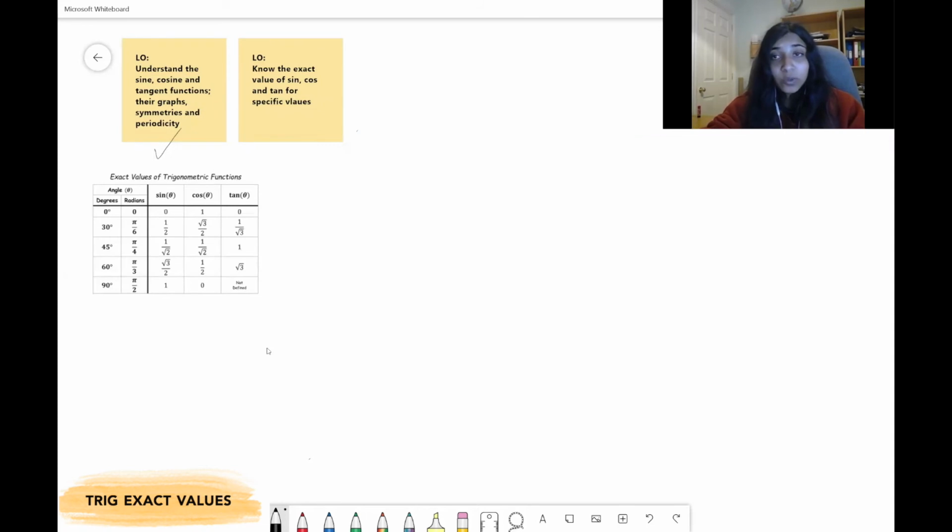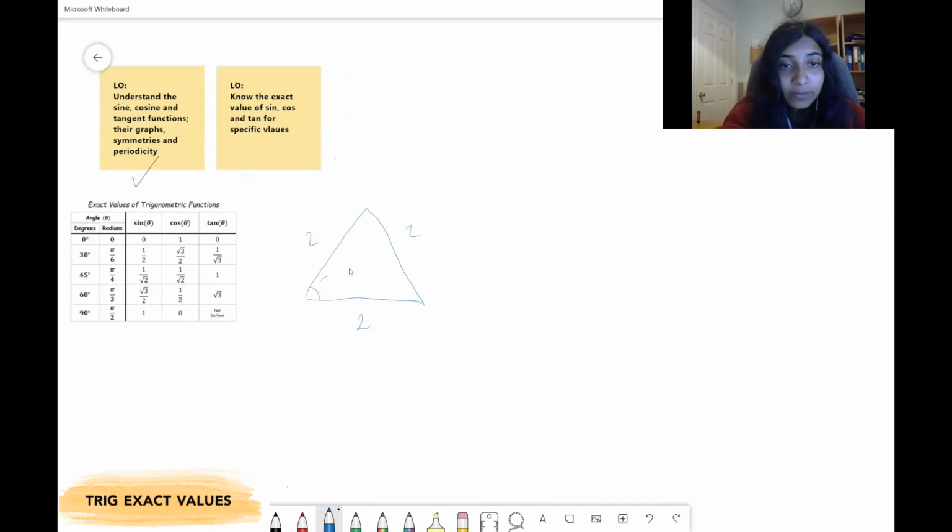So they want you to work in radians. So for the derivation we're going to do, that's all going to be in radians. So the first thing you want to do is draw an equilateral triangle where each side is equal to 2. And then each angle is just equal to 60 degrees or pi over 3. So all of these would just be pi over 3.